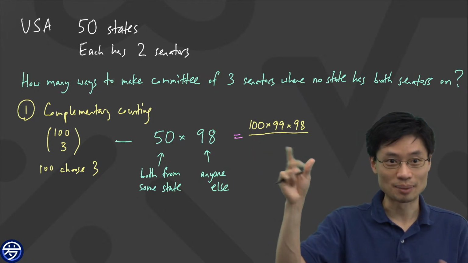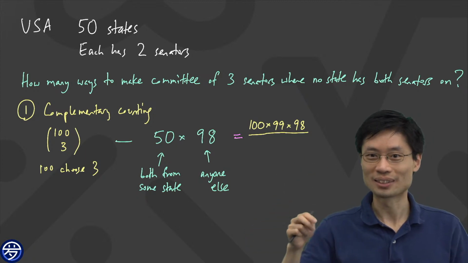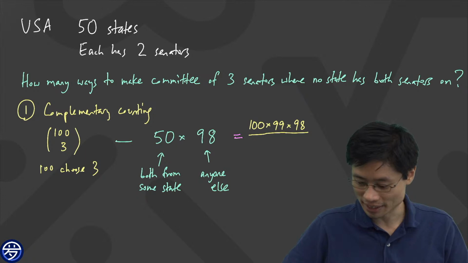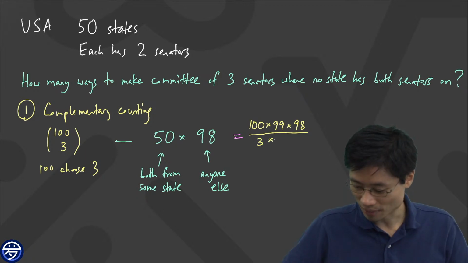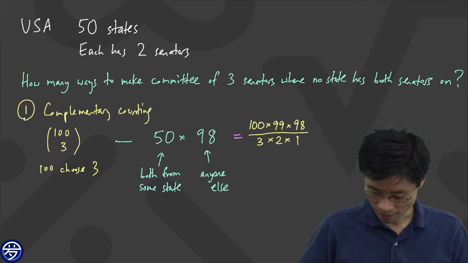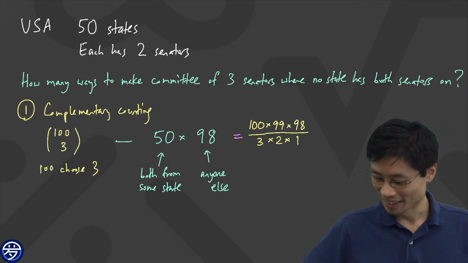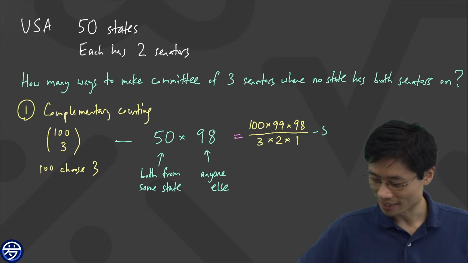So anyway, you have to divide by the number of ways that you can permute these things, right? So I've got these 3 states. How many ways could I reorder the 3 states? That's 3 times 2 times 1, or 6, as I saw some people say. And then I subtract this. Let's do that. And I subtract 50 times 98.